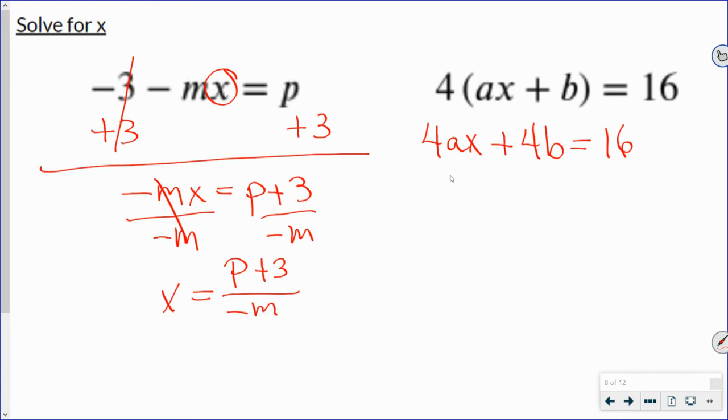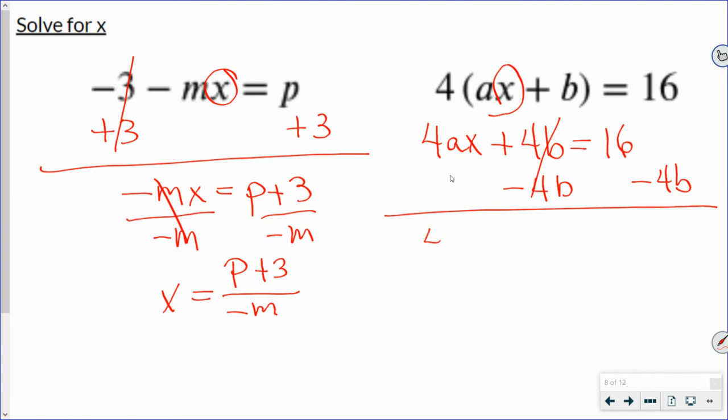So I'm solving for x. Remember, that's the goal. And so I'll subtract 4b from both sides. And when I do that, those will cancel. So I'll have 4ax equals 16 minus 4b. So my next step then is to divide.